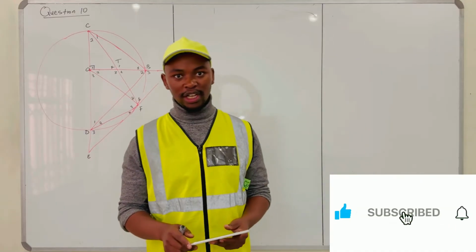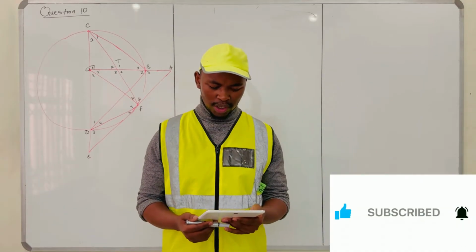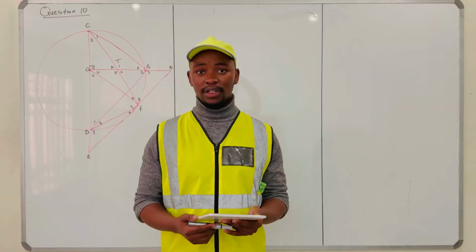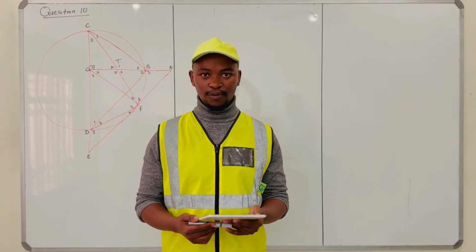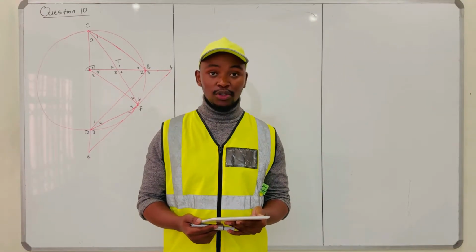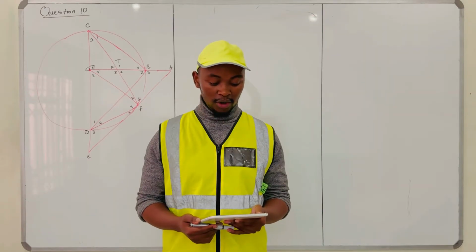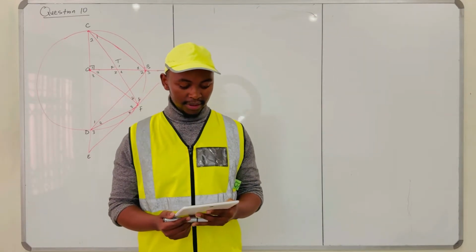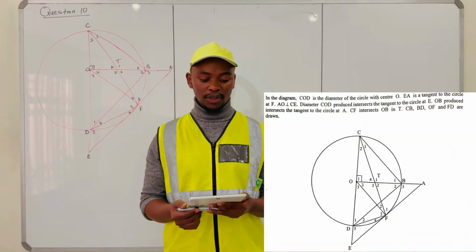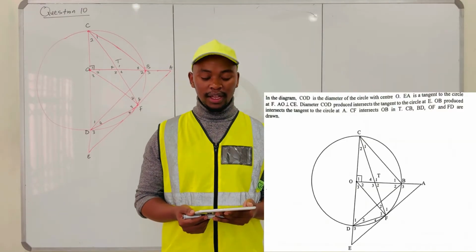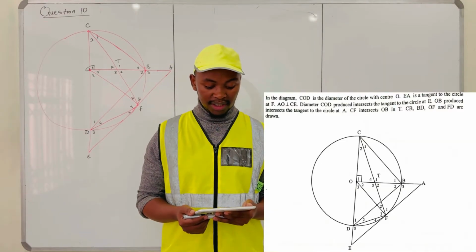Today we're going to be looking at the grade 12 May-June question paper 2. This is for the year 2024. Alright, we are continuing with cyclic geometry on question 10. Okay, the statement of the question reads as follows. In the diagram, COD is the diameter of the circle with center O.